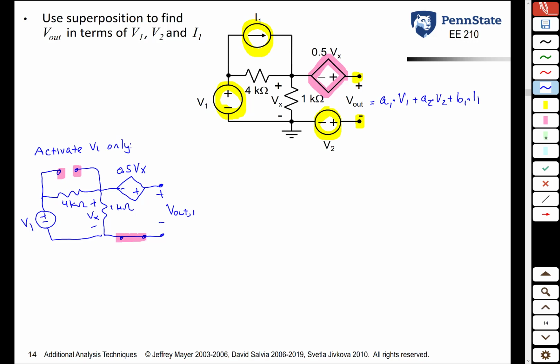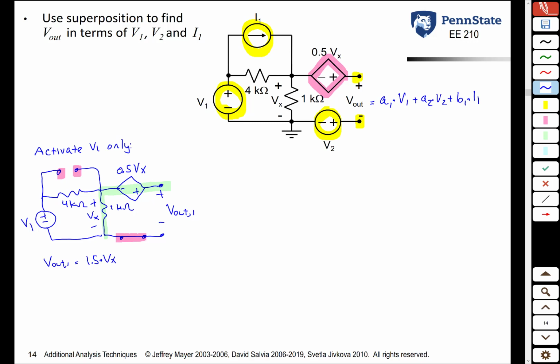When we go to analyze this, the first thing we see is that the voltage Vout is simply the sum of the voltage across this 1 kilo ohm resistor and the voltage across this dependent source. The voltage across the 1 kilo ohm resistor is Vx, the voltage across the dependent source is 0.5 Vx, so the first thing we see is that Vout is just 1.5 times Vx. So if we can find Vx, we can then find Vout.